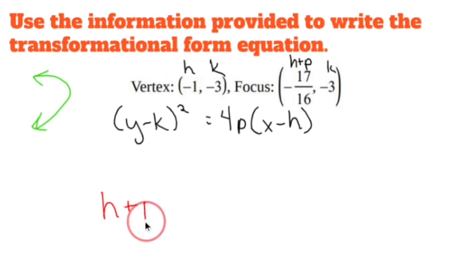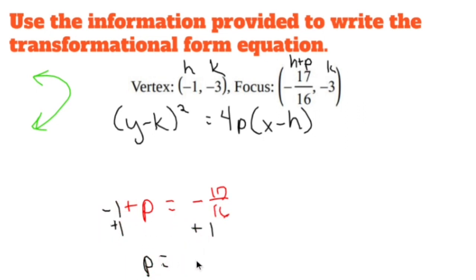h plus p is going to equal negative 17/16. h is negative 1, so let's replace that. Add 1, and p is now going to be negative 1/16. So let's put all this together. Let's rewrite this equation and substitute what we just found out.